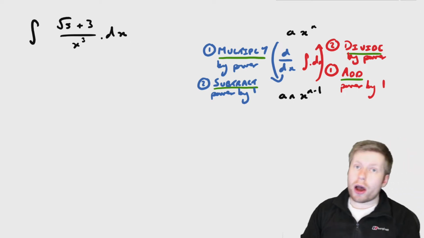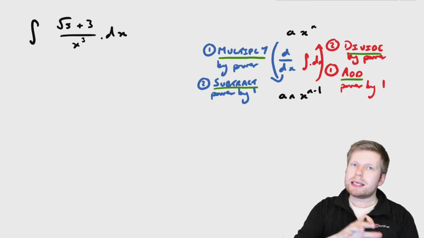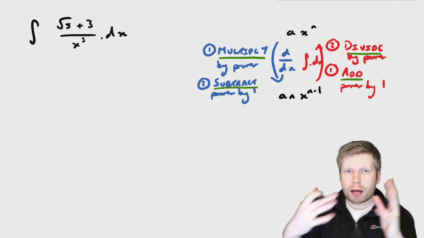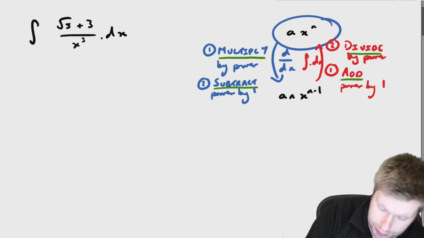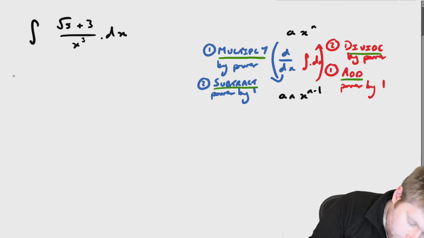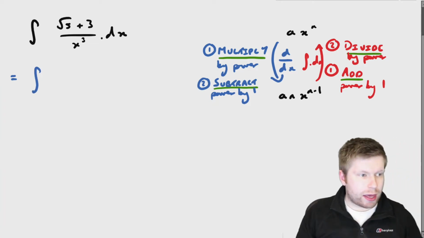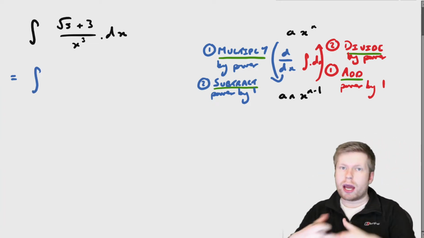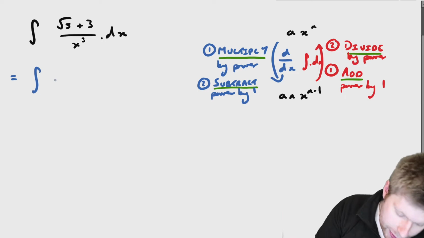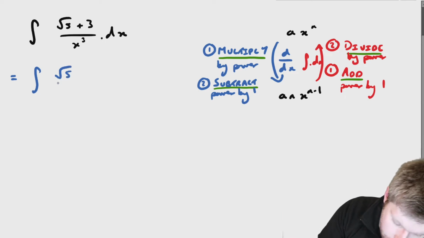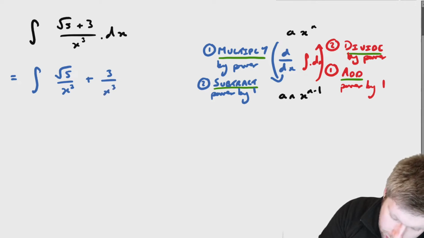Okay, so first things first, much like with differentiation, I need to see if I can write it in the form some number times x to some power. Well, you notice that because I've got root 5 plus 3 and I'm dividing it all by x cubed, I can separate this. I can write it as root 5 over x cubed, and I can write it as 3 over x cubed. And I'll integrate all of that with respect to x.